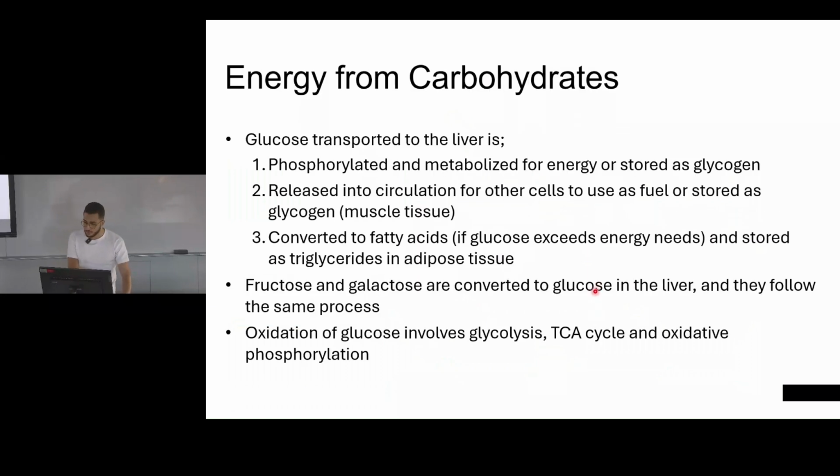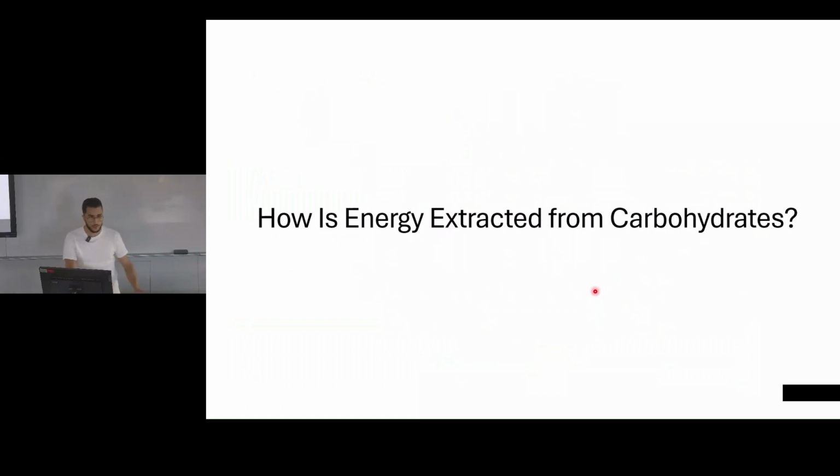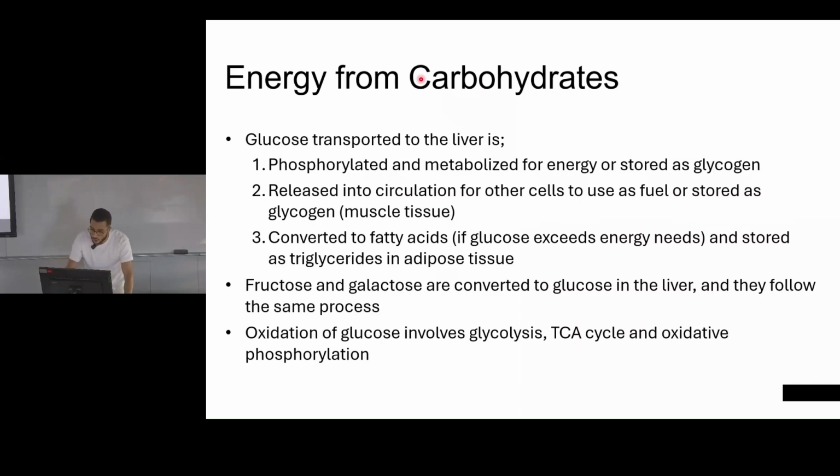Okay. So now the complicated stuff with a lot of numbers. How is energy extracted from carbohydrates? So we'll look at carbohydrates, then we'll look at lipids, then we'll look at proteins, and then we'll look at alcohol, and that should be it for the lecture, okay? So for carbohydrates, they are broken down into smaller units. They're broken down into glucose, fructose, and galactose.